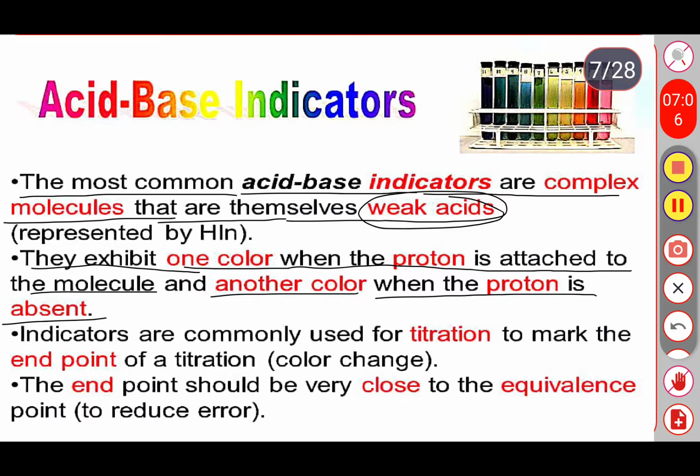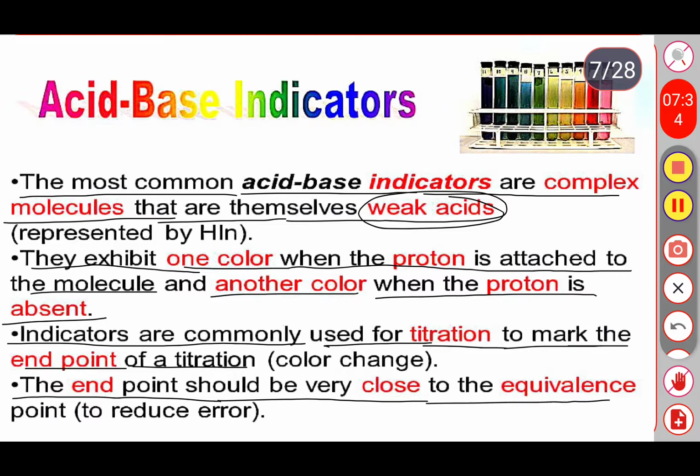And next one, indicators are commonly used in titration to mark the end point of the titration. So with the help of the color change, we can easily identify the pH value as well as the titration value of the acidic and basic substances. The end point should be very close to the equivalence point.